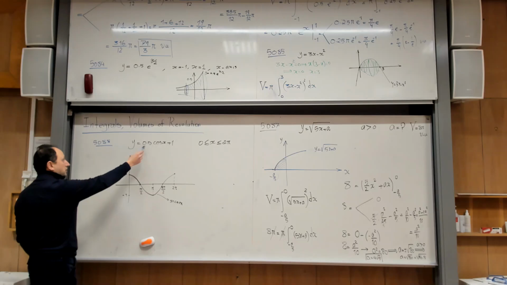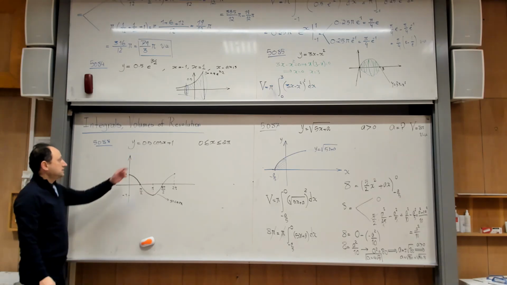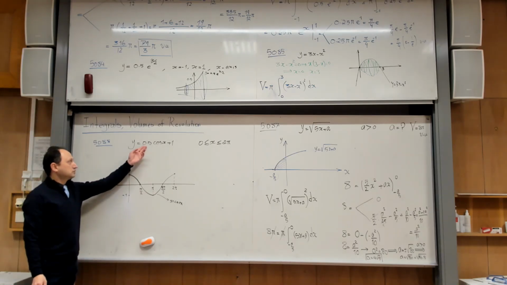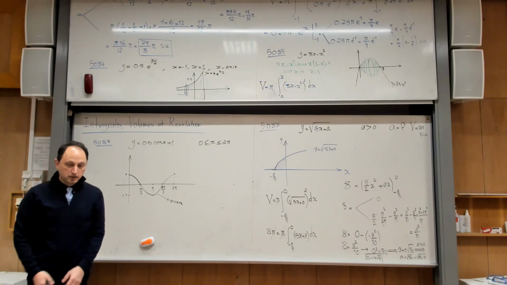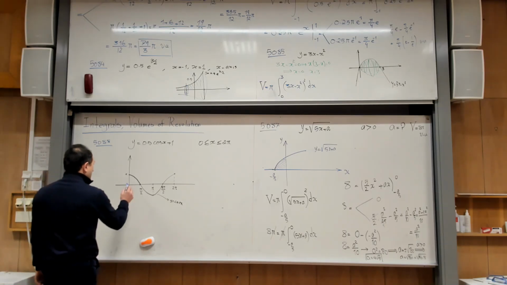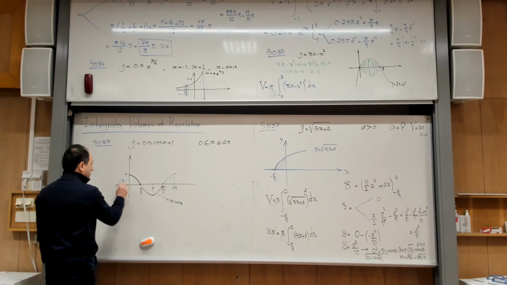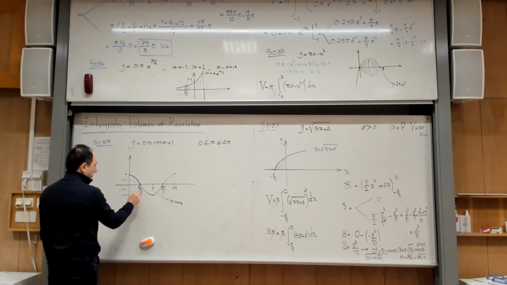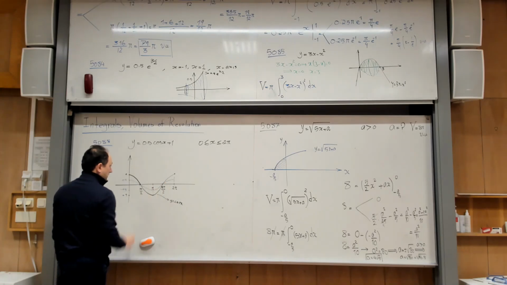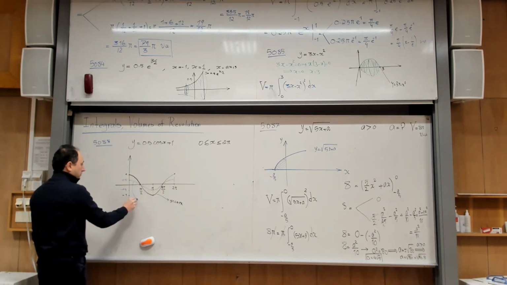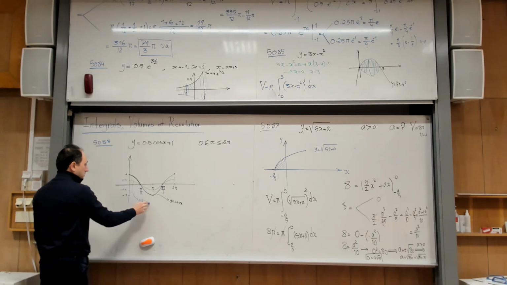But now you multiply it by 0.5. Do you remember what is the effect of multiplying your function by 0.5? 0.5 is smaller than 1. The function is squeezed by a factor of half. So instead of going from 1, it goes from 0.5 to negative 0.5. I'm squeezing the function. Something like that. So this is the graph of 0.5 cosine x.